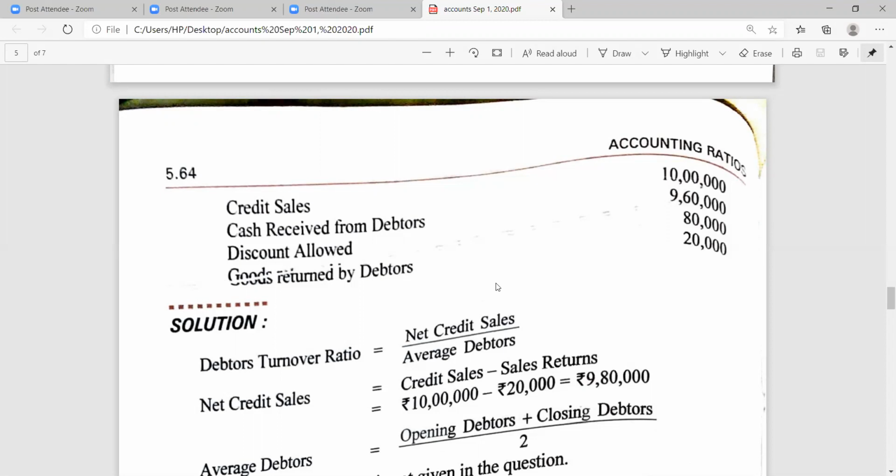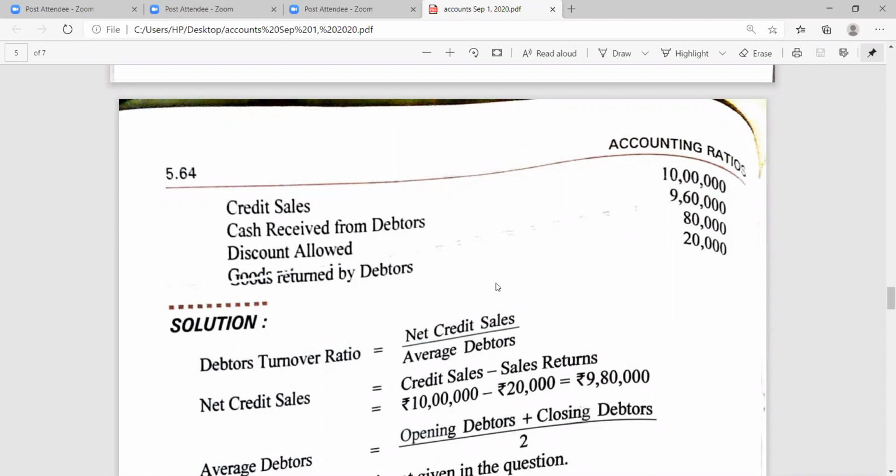Please try to speak in English completely. It's very easy to speak. Yes, to calculate the debtors turnover ratio, the formula to be considered is net credit sales upon average debtors. Now the question arises, what is net credit sales? Net credit sales means credit sales less returns, if any. What are the returns in this question?